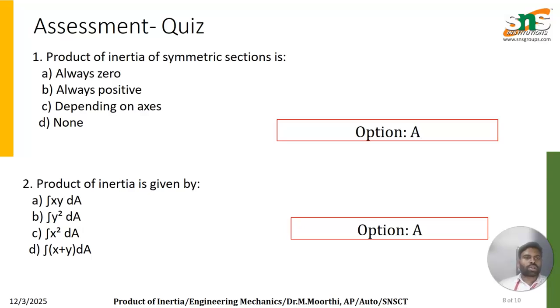And some key points: the product of inertia of a symmetrical section is always zero, as we discussed in the previous slides, and the product of inertia is given by the integration of xy with respect to the area of the concerned section.